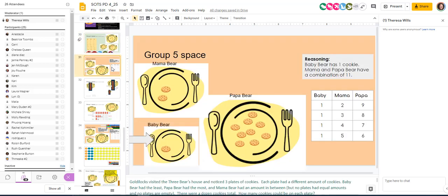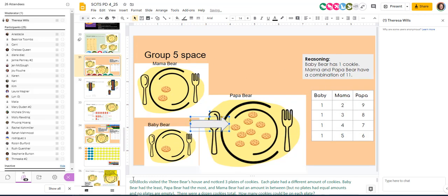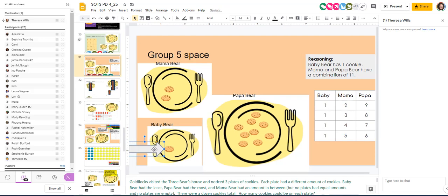Group number 5 on slide 31, they started out differently. They started out with 1, 2, and more. Can group 5 tell us, why did you go this way?